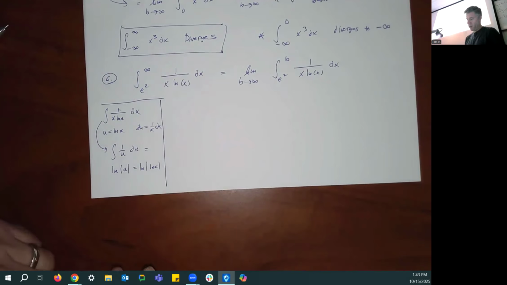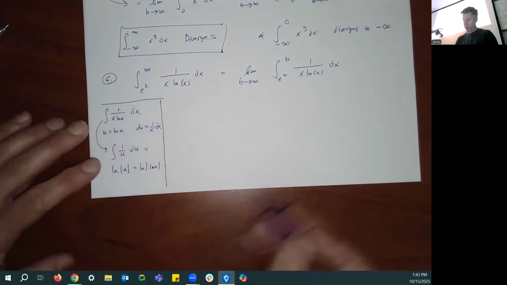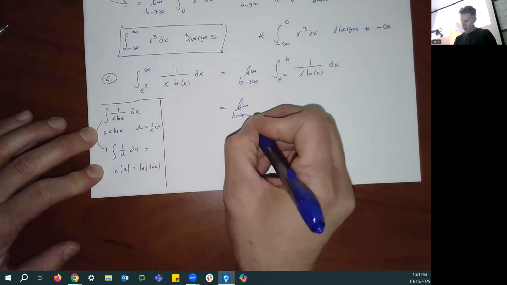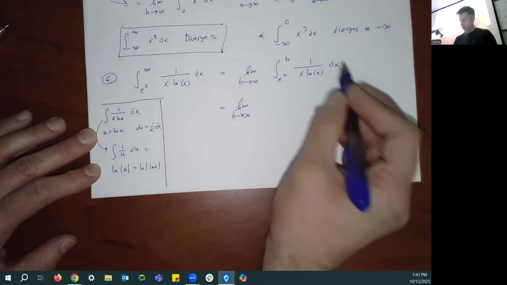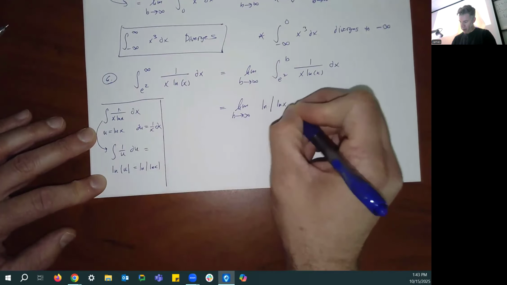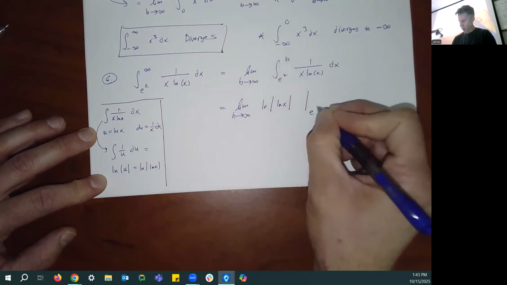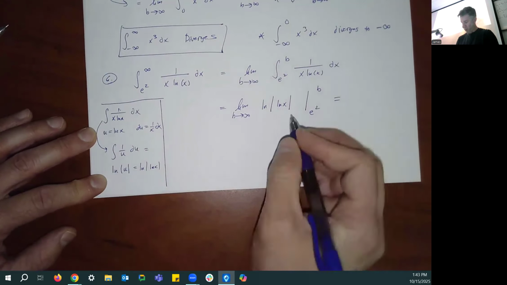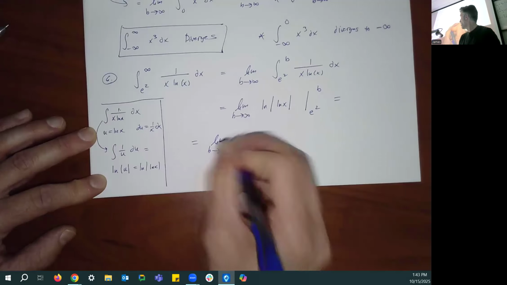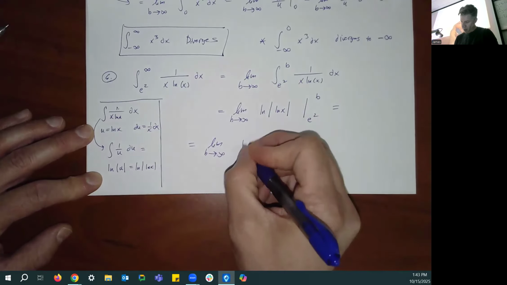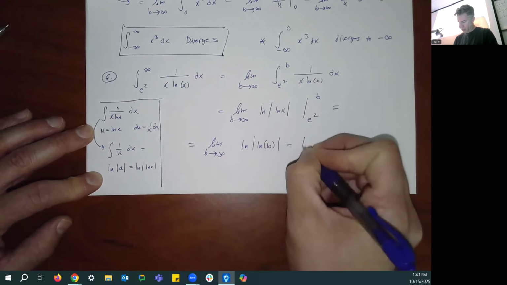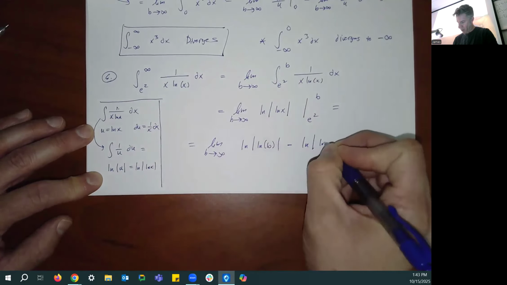So then we did all that work on the side so that we can go back here and say, great, we've got the limit as b goes to infinity of the antiderivative, which is the natural log of the absolute value of the natural log of x, evaluated from e squared to b. We then plug those in. We get the limit as b goes to infinity of the natural log of the absolute value of the natural log of b minus the natural log of the absolute value of the natural log of e squared.